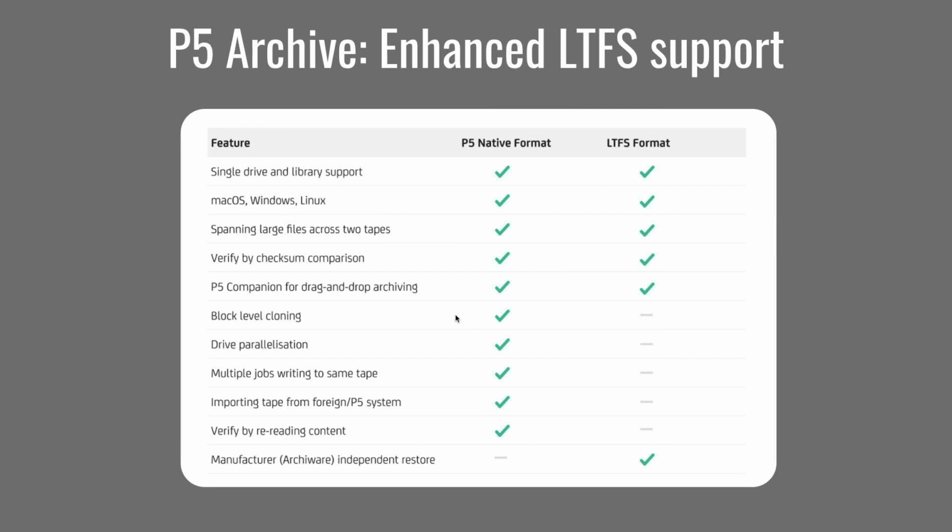Drive parallelization, that's a long word. That means that you can have more than one tape in a drive spinning to get really fast throughput to multiple tapes at once. That works with the native format, but not with the LTFS. Multiple jobs writing to the same tape, that's fairly self-explanatory. So if you've already got a big archive job writing data, you can spin up another one with the P5 native format and add data via a separate job. So that's not possible with LTFS.